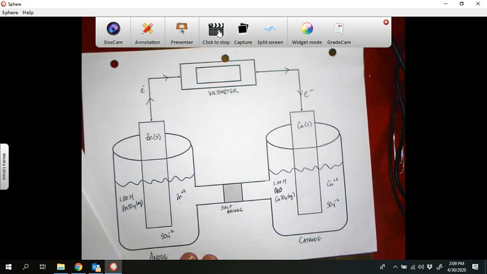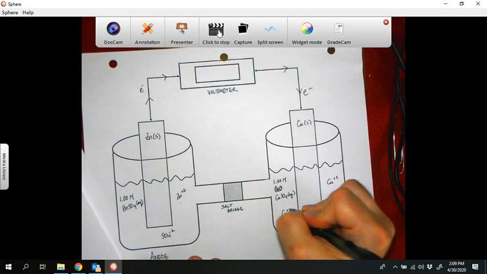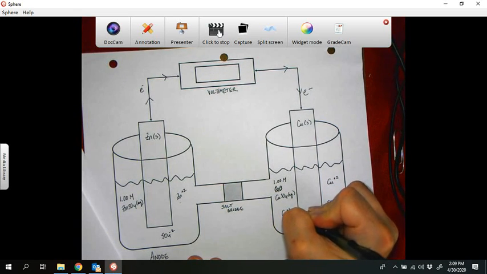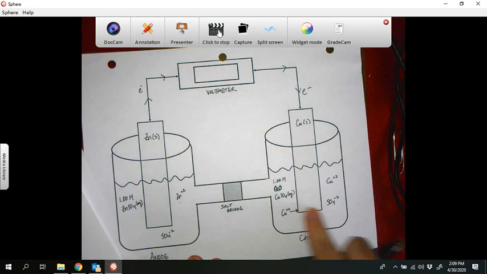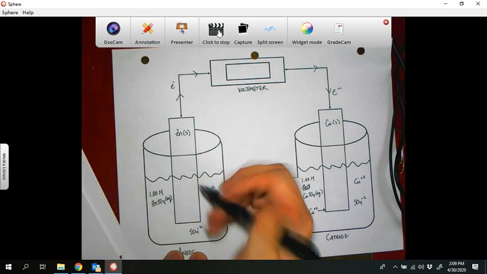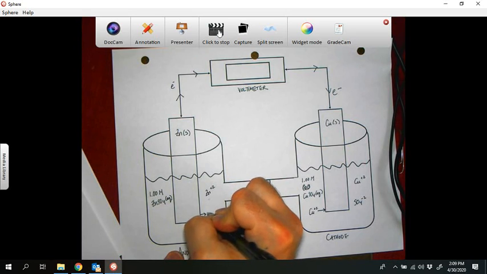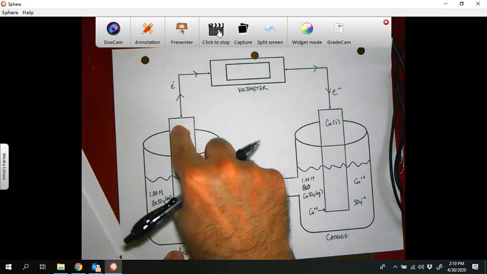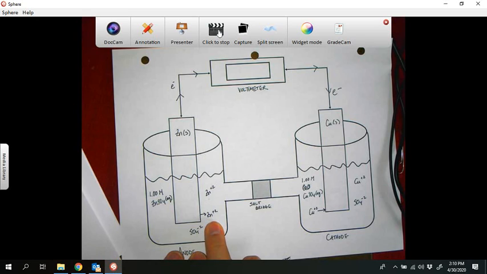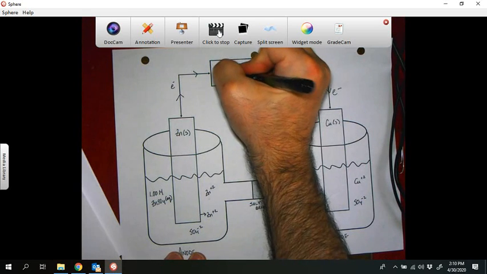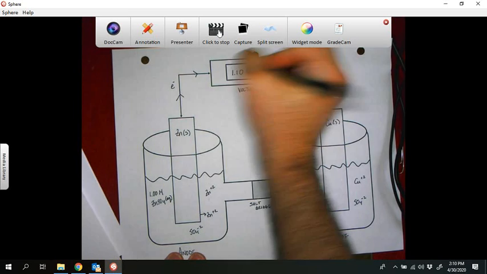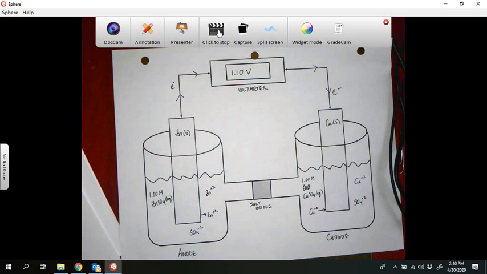So what's going to happen here are the copper ions are going to be deposited on the surface of this and become solid. Over here, the solid zinc is going to become zinc 2+. And if we measure that force, we end up with 1.10 volts. And we're going to look later on how we calculate that.